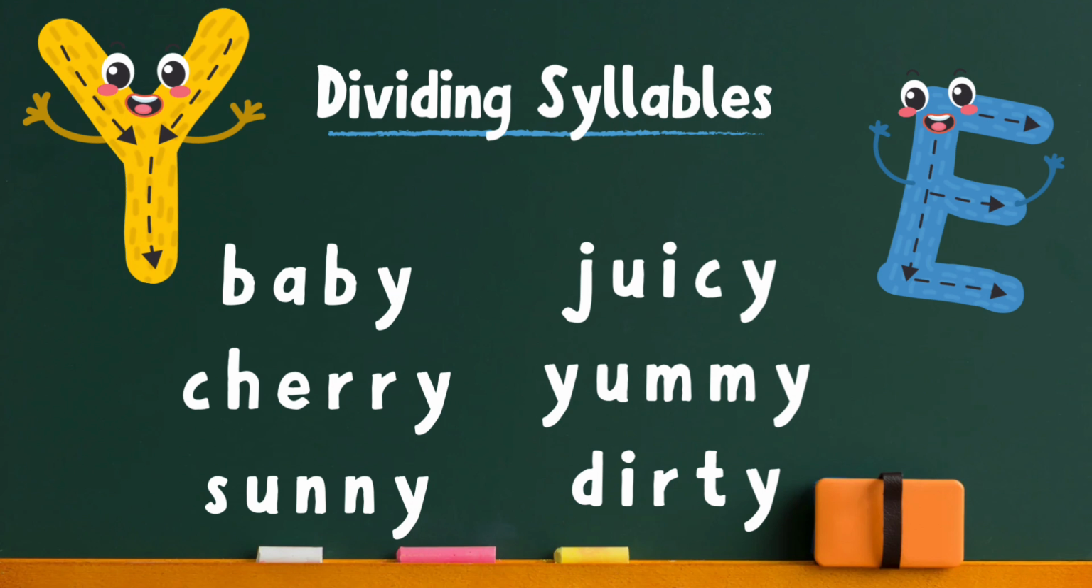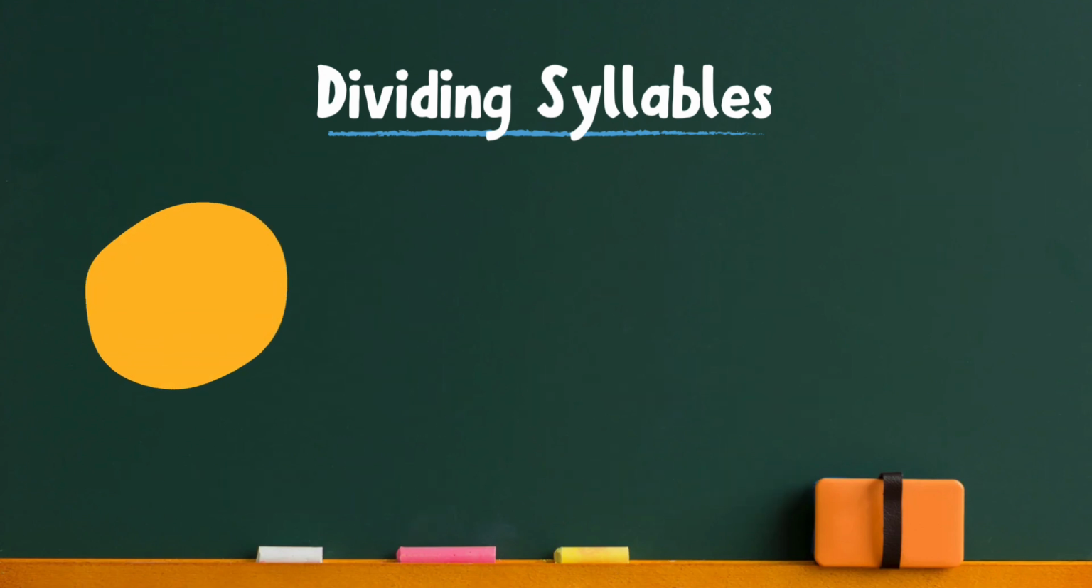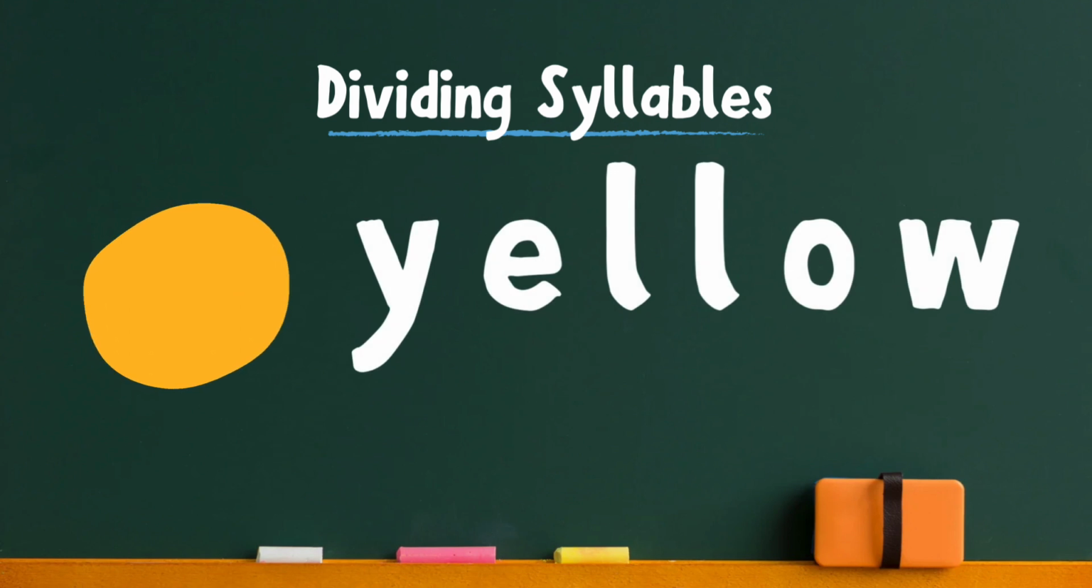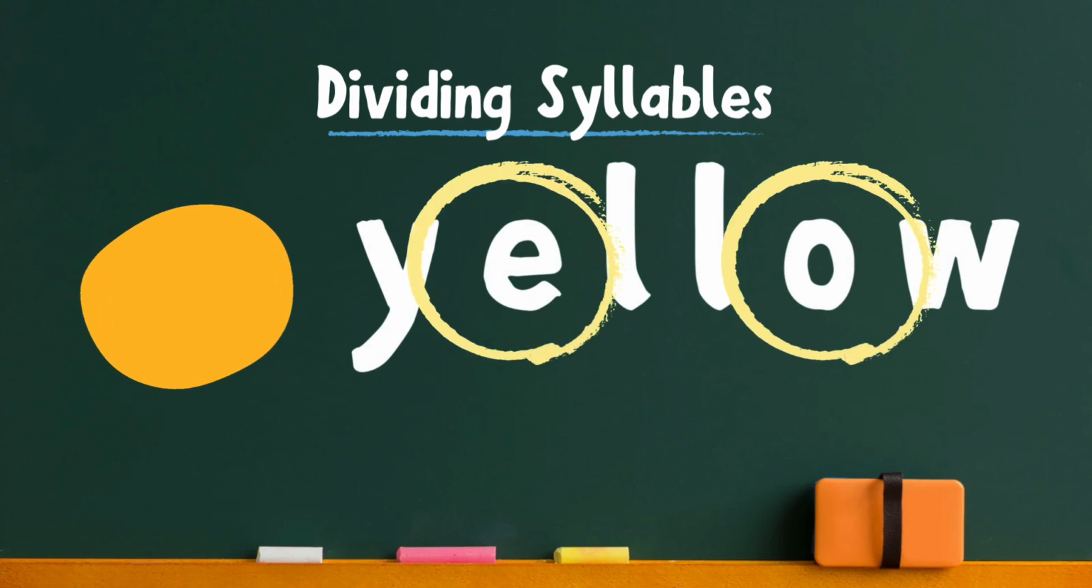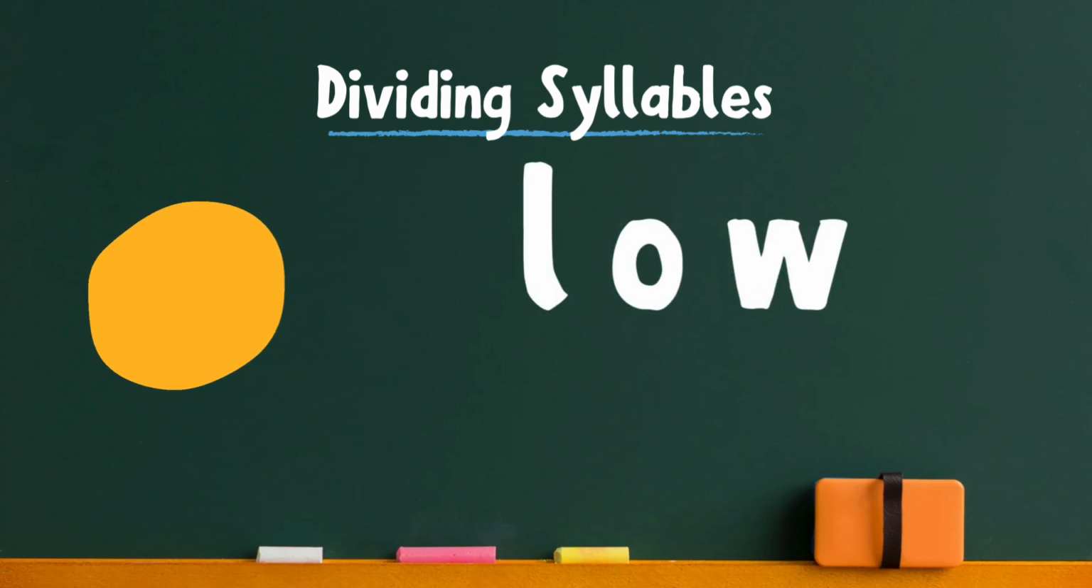These words are in your book. Baby, cherry, sunny, juicy, yummy, dirty. If Y is at the beginning, we say ya. To divide this word, find the vowels again. Look in the middle. There are 2 letters that are the same, so you can divide in between. Now we read y, e, l, yell, l, o, low, yellow.